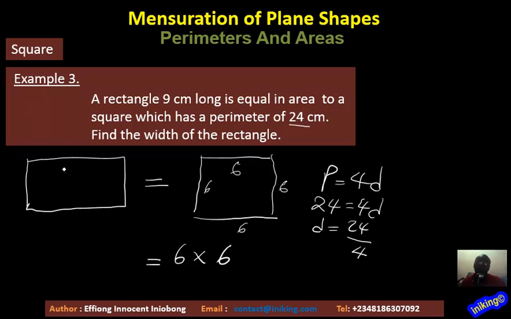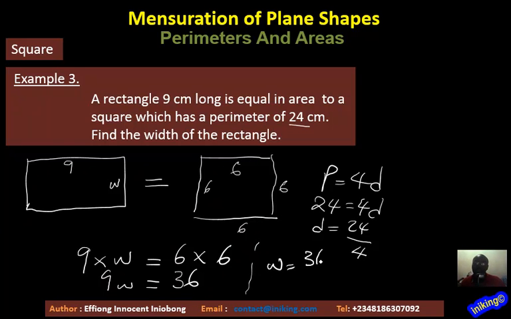And the area of our rectangle is supposed to be the length times breadth. We are given here that the length of the rectangle is 9, but we do not know the width. Of course, the area of the rectangle will be length times its width or breadth. And this is 36, area of the square. This is 9W, area of the rectangle. From here you can see that the width will simply be W equals 36 divided by 9, and that will give us 4.